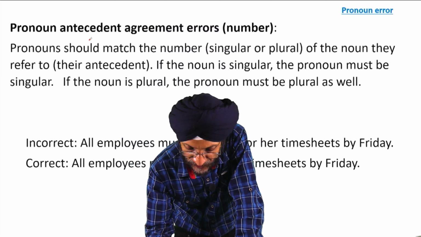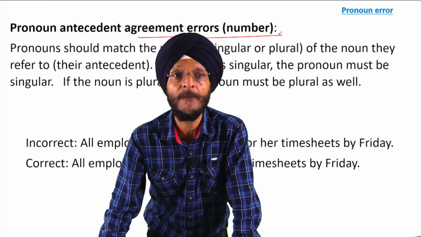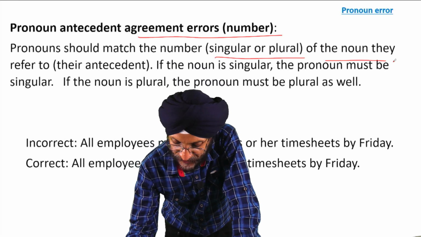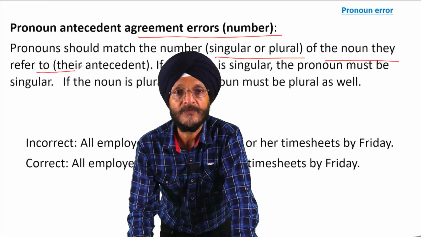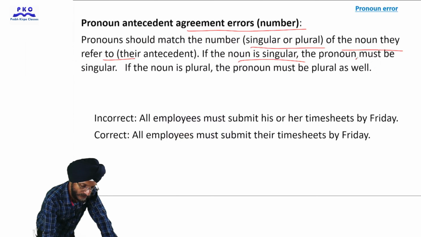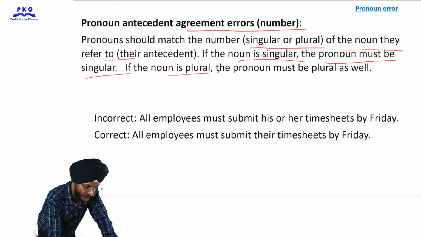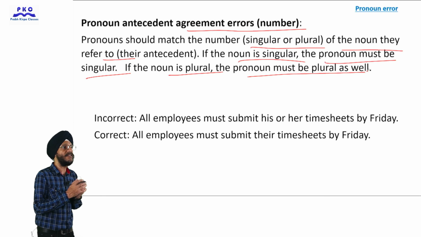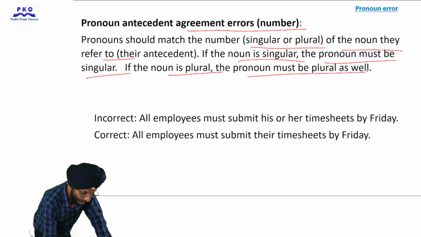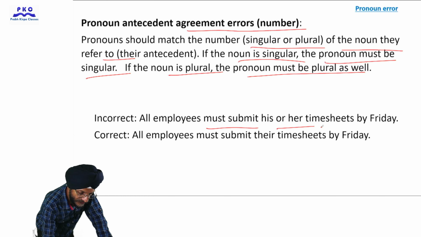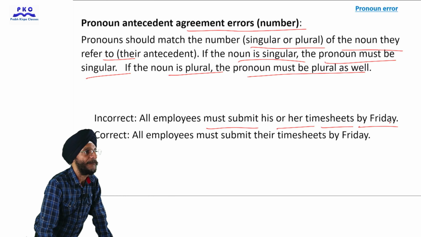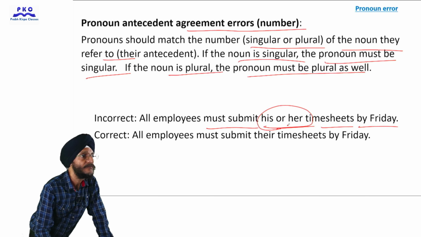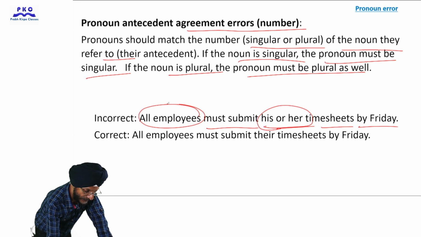First is pronoun antecedent agreement errors, number. A pronoun should match the number of the noun it refers to. If the noun is singular, the pronoun must be singular. If the noun is plural, the pronoun must be plural as well. Here is an example. All employees must submit his or her timesheets by Friday. So his or her is a pronoun. Here all employees is a noun.